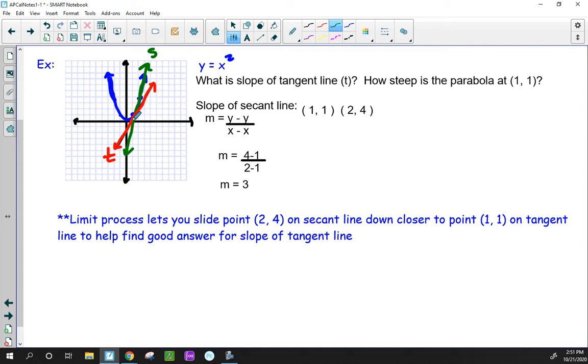I want you to try your best. You can use a straight edge as well. Try your best to get the tangent line to cross the parabola at one location. Actually, make sure to make it cross at (1, 1). That's according to the directions. And then on the secant, make the green line, the secant line, cross at (1, 1), so the same location, but also at (2, 4).